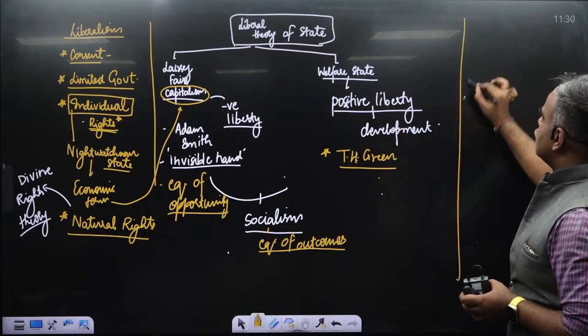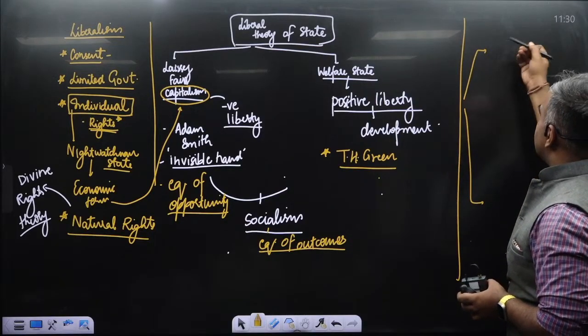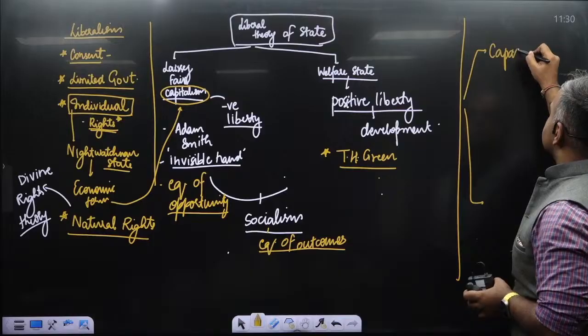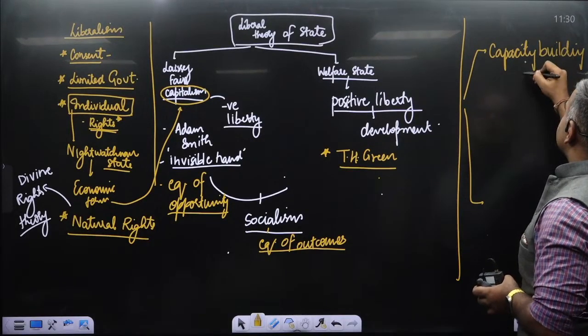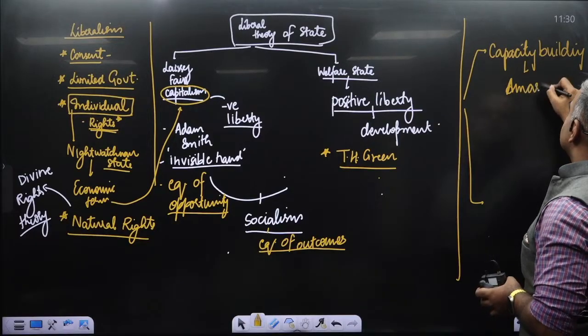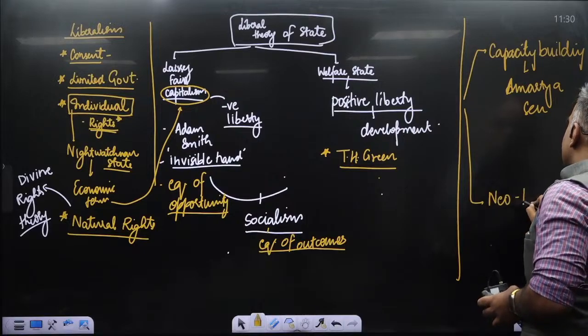Now we'll also see two more. One of course where we'll see, for example, capacity building, etc., the works of Amartya Sen. And we'll also see, for example, neoliberal theory.